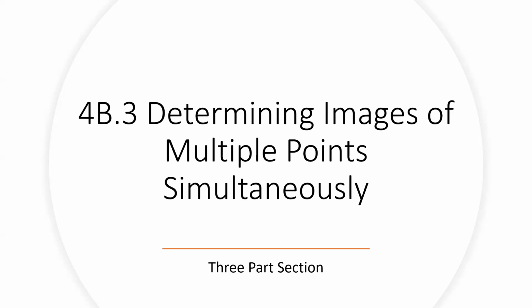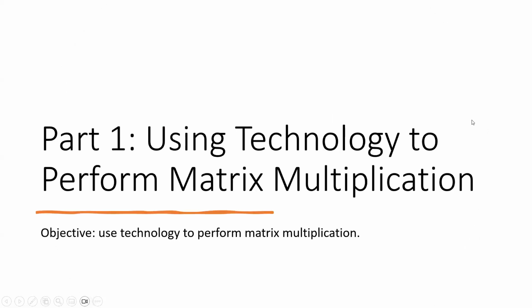It's going to be broken into three parts. So today we're going to start with part number one. Part number one is using technology to perform matrix multiplication. Pretty straightforward objective: use technology to perform matrix multiplication. I mean, that's our end game, right? Can we confidently use it?